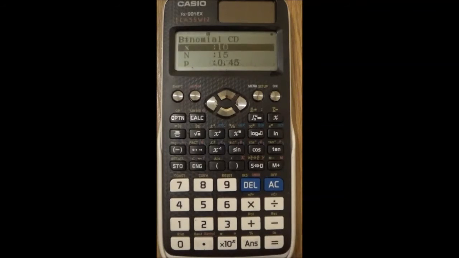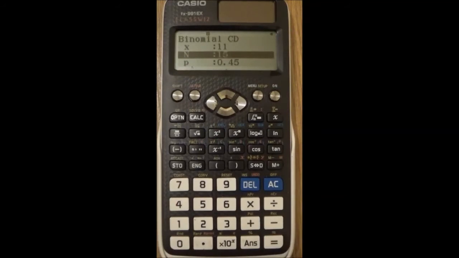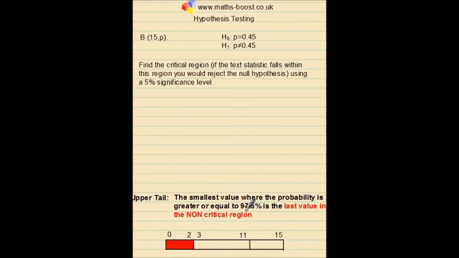So we do know that the smallest value where the probability is greater than or equal to 97.5% is up to and including 11 successes. And we can see from our calculator that the smallest value in the non-critical region is 11. And consequently, the first value in the critical region will be 12.